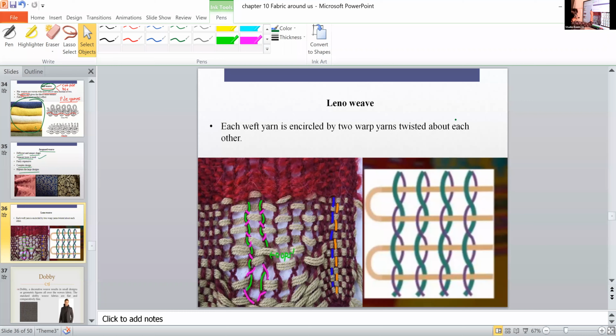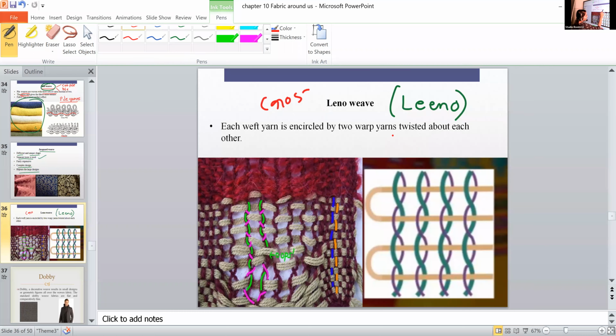This Leno weave is also called the crow's weave. The other name for the Leno weave is crow's weave. So Leno weave is another fancy or decorative weave. Here you can see that a single weft yarn is encircled by two warp yarns twisted about each other. That is the Leno weave.